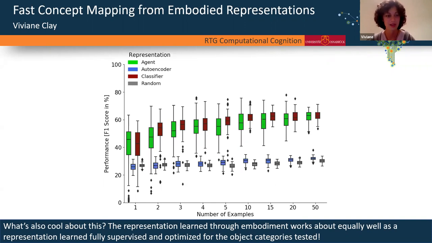Okay. All right, so what's also cool about this, here I added the classifier performance, so not the classifier output layer, but just performing the same concept mapping on the classifier encoding with also 1 to 50 examples. And the classifier encoding was trained specifically to encode these objects. But still, the agent is almost as good as the classifier to encode these objects and for them to be extracted with few examples.